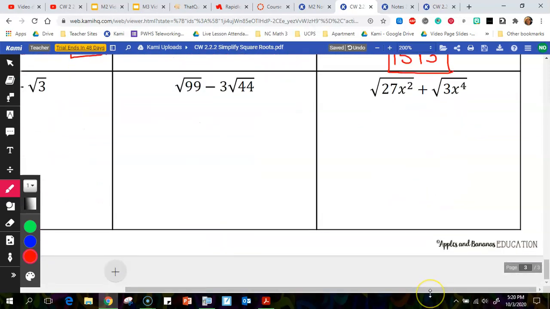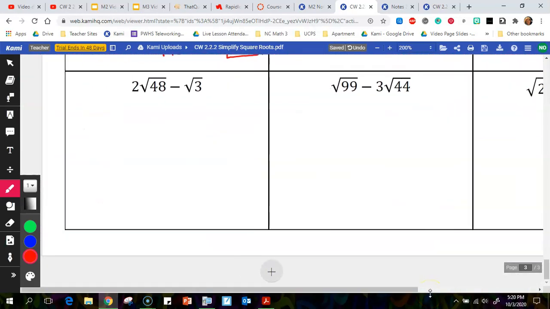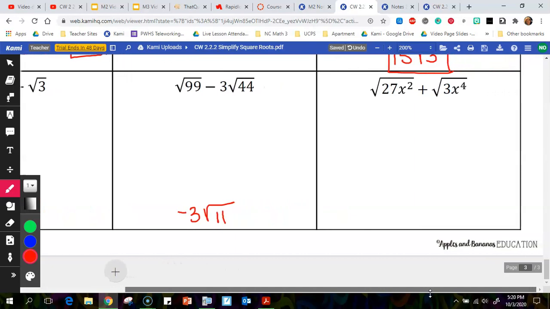That one's 15 root 3. This one right here is going to be, I'm going to write at the bottom, 3 root 3. This one is negative 3 root 11. And if you just write the answers, I'm not going to count off, but you need to make sure you understand this. Okay, so this one's a little bit harder.